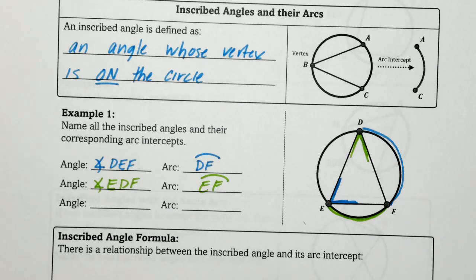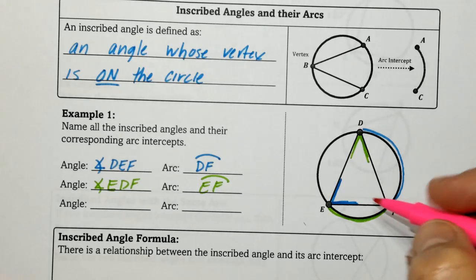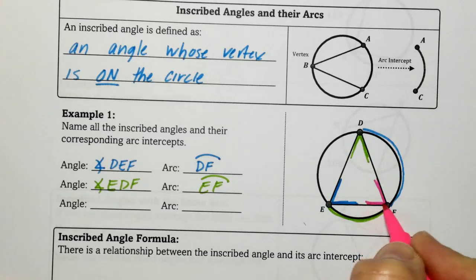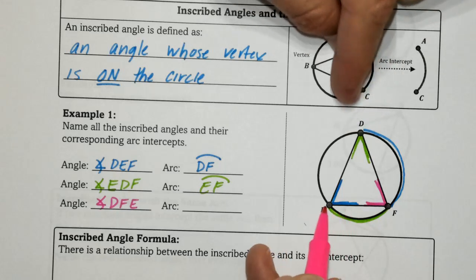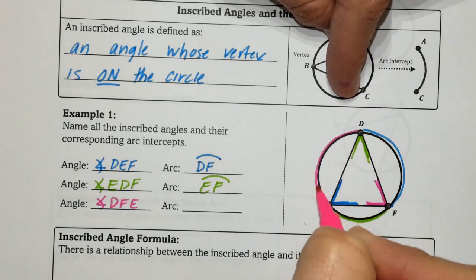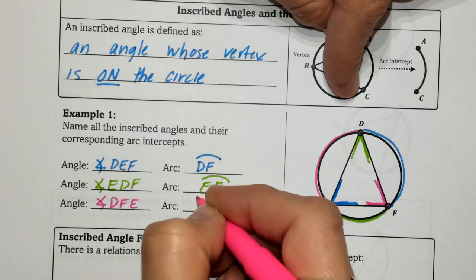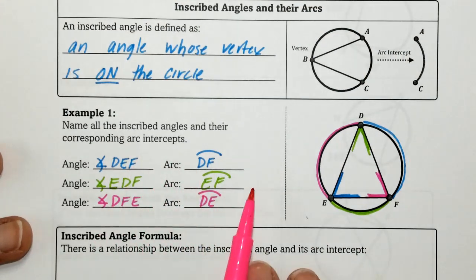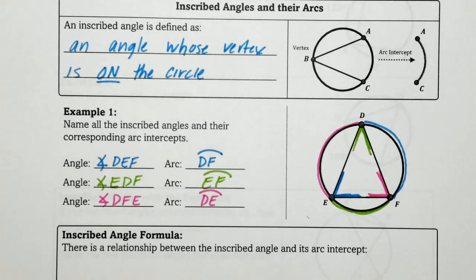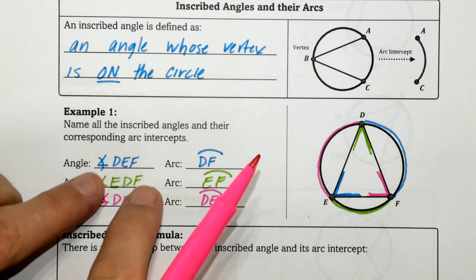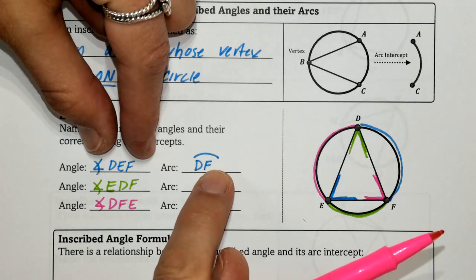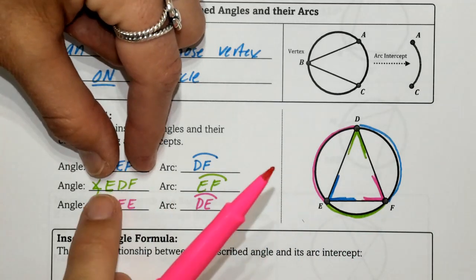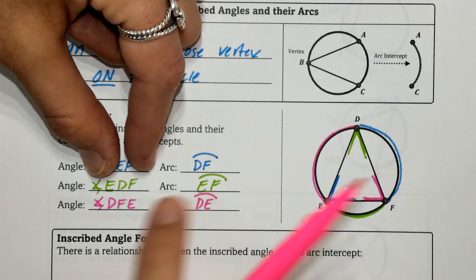And our last and third one in this diagram, right here, vertex F, we're going to have angle DFE, and this inscribed angle is going to open up to arc DE. What you're going to notice is, if you look at the name of the angles and the name of the arcs that they intercept, the arc names are the outer two letters, the letters that are not the vertex. So here, the outer two letters DF are the arc it opens up to. The second angle had outer two letters E and F, and that's where the arc is. And then here, D and E.